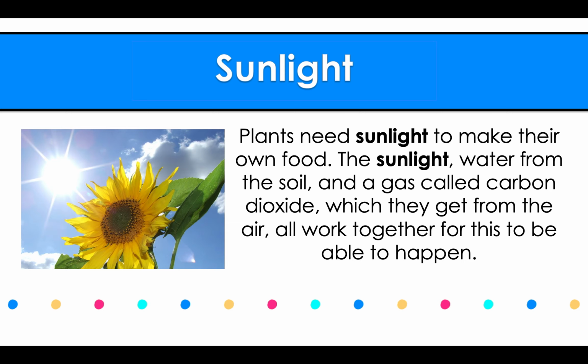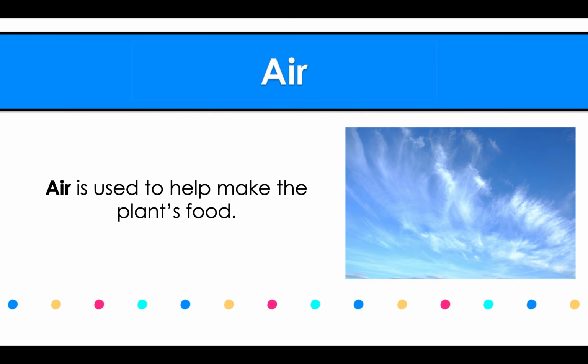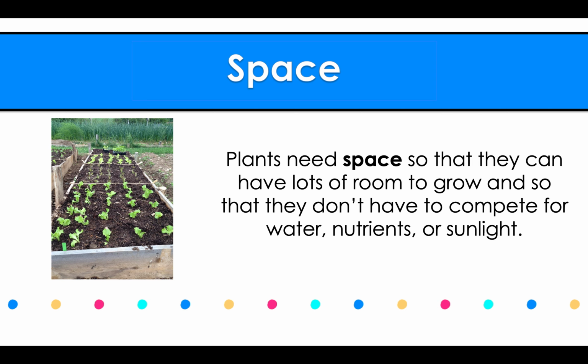All right, sunlight. Plants need sunlight to make their own food. Plants obviously don't eat the same things that we do, so the sunlight helps them make their own food. So the sunlight, water from the soil, and a gas called carbon dioxide, which they get from the air, all work together for this to be able to happen. Air. Air is used to help make the plant's food, just like we talked about on the last slide. And finally, space. Plants need space so that they can have lots of room to grow and so that they don't have to compete for the water, nutrients, or sunlight.